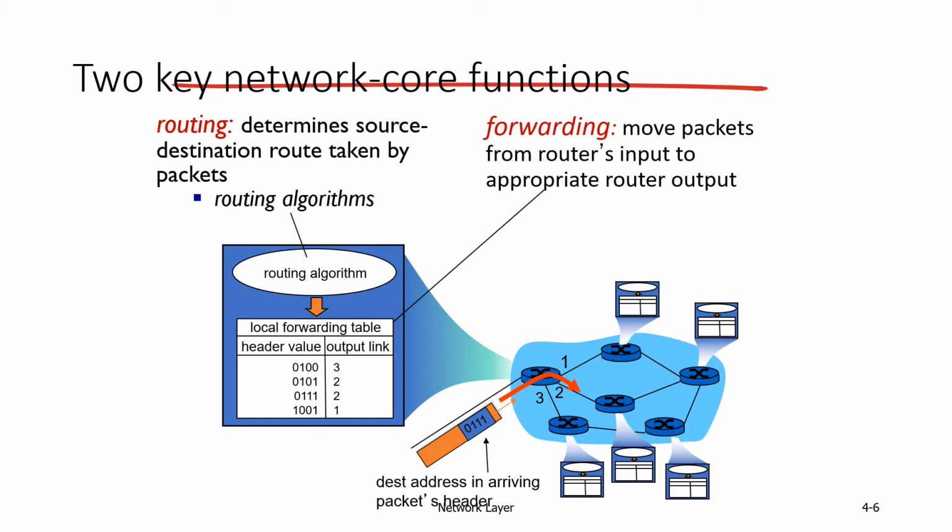The second key principle or function of this network or these routers is to forward traffic. Basically, move the packets from the router's input to the router's output, as we have considered previously in the prior slides.